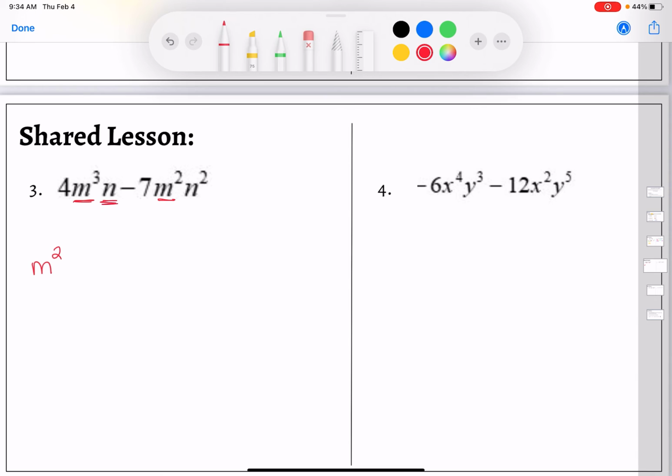Then I notice that they have n in the first term and n squared in the second. So they have 1 n in the first term and 2 in the second. So they both have at least 1. So I can take out an n as well. So my GCF for this one is going to be m squared n. And that's okay. You can write a 1 out front, but you really don't need to. A factor of 1 doesn't really do anything. So I'm just going to write the variables out there.